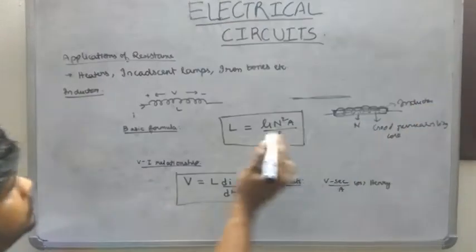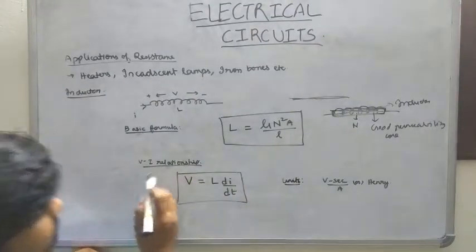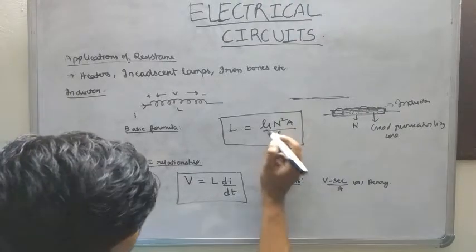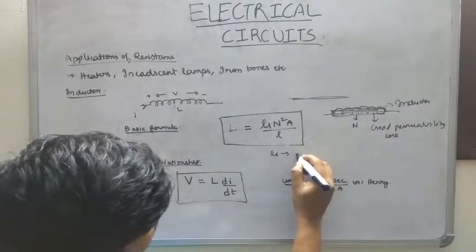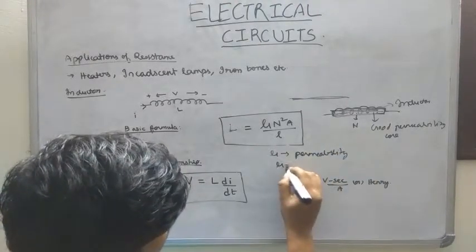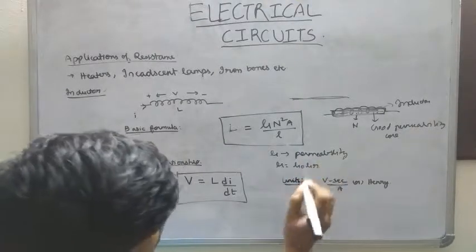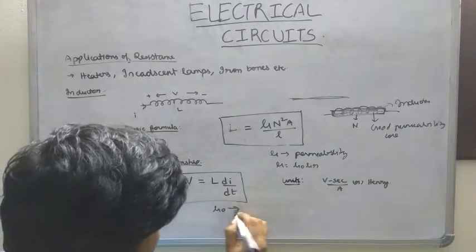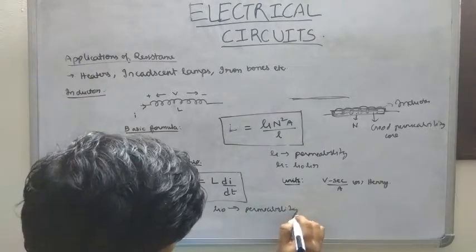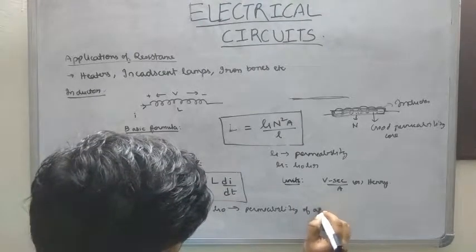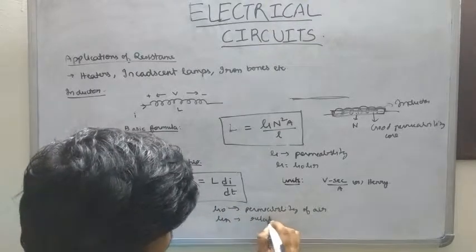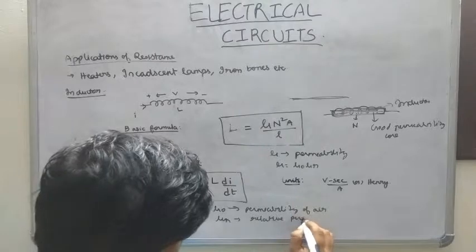That's it. So now when we come to the basic formula of inductance, it is like this: L equal to mu n square A by l, where mu is the permeability. Mu is also given by mu naught mu r, where mu naught is the permeability of air, and mu r is the relative permeability.